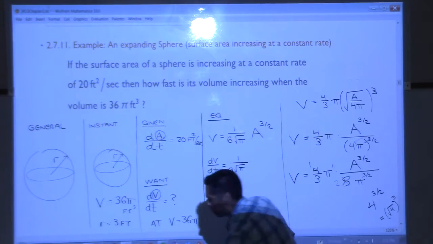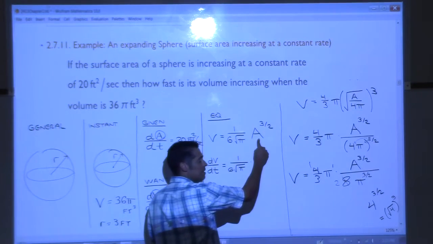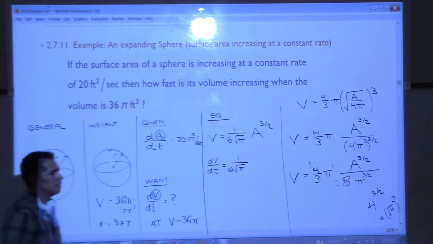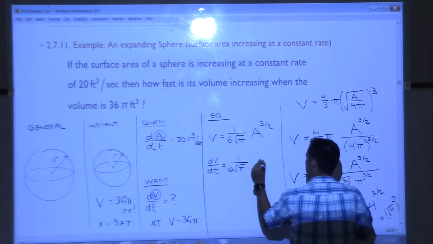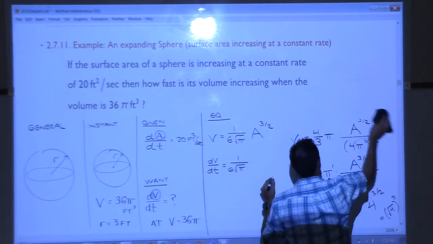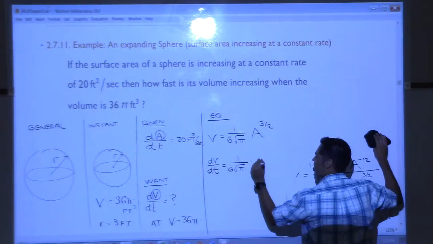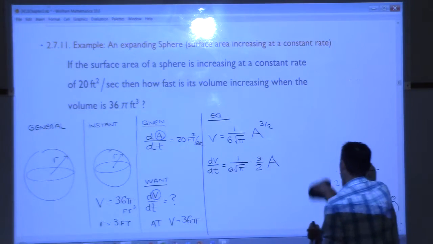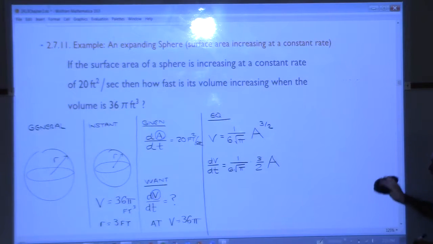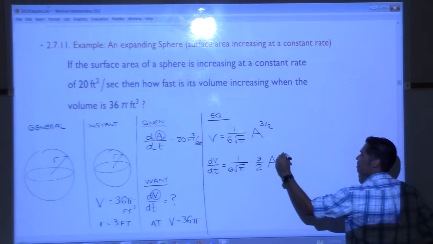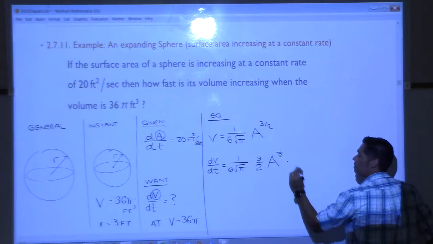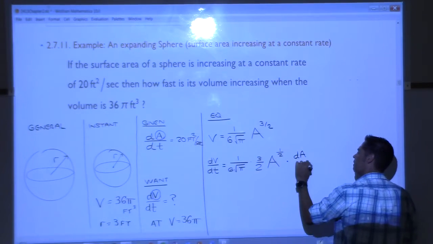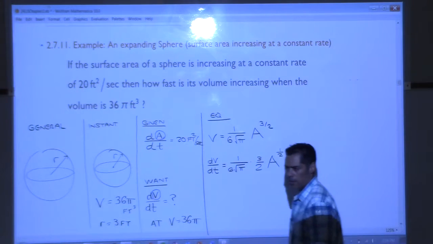All right. Derivative of this with respect to time. 3 over 2, right? So 3 halves comes out. I'm going to have to erase this. 3 over 2 comes out. A, right? To what power? A half, right? Because you're subtracting 1 from this. Drum roll. dA/dt. There it is.